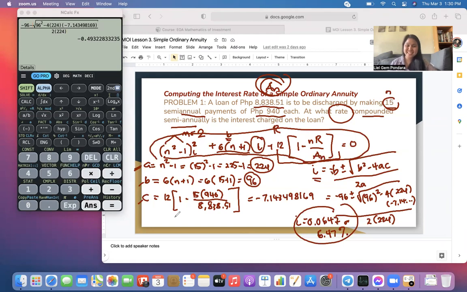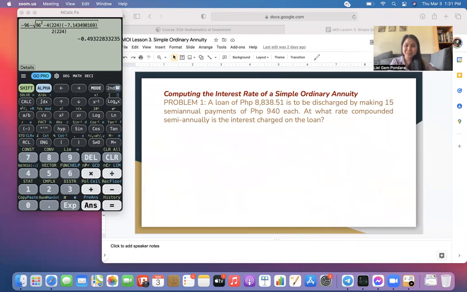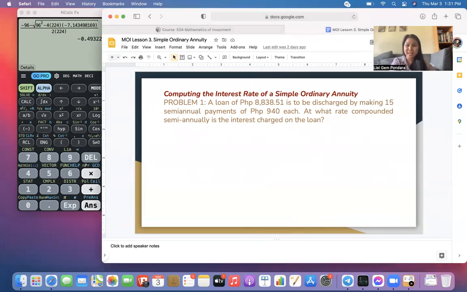Other questions? No other questions? We'll have a parallel problem. So the final is 6.47%. That's the final. Okay, let's have the other problem, the last one. This time I will let you solve for the ABC.